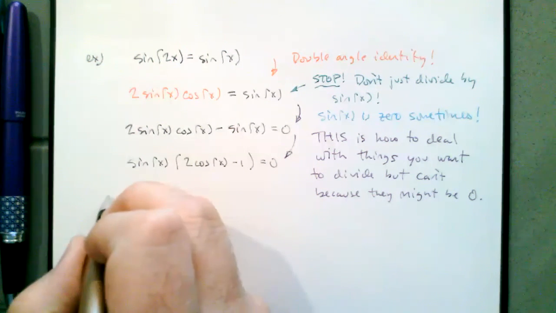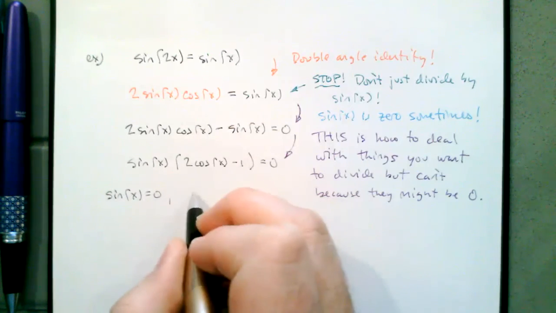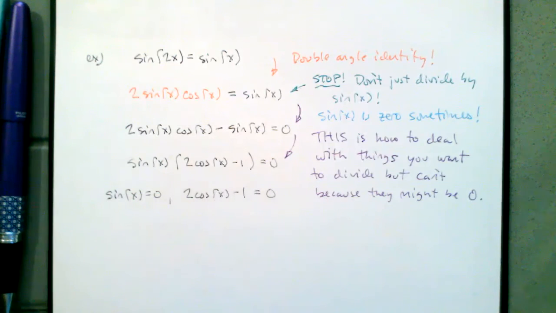So I've got to solve sine x equals 0 and 2 cosine x minus 1 equals 0. If there's a factor that's never going to be 0, you can go ahead and divide by that. But if there's a factor that might be 0 and you want to divide it out, what you do instead is get everything on one side of the equation and factor it out.